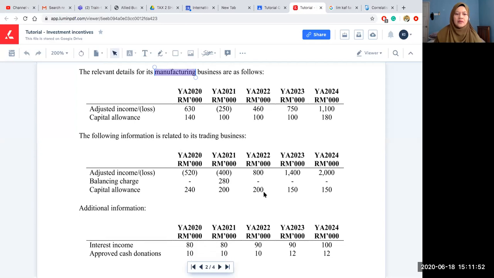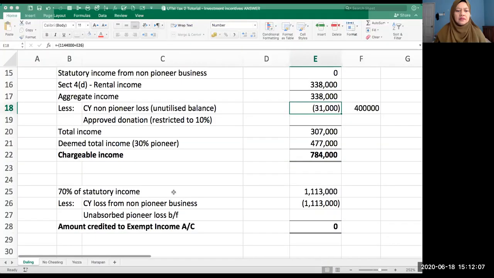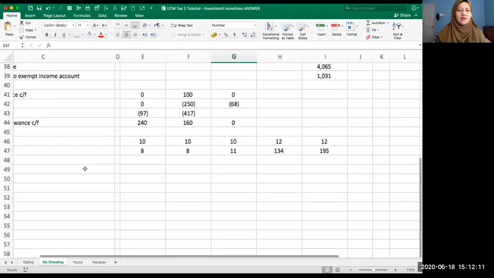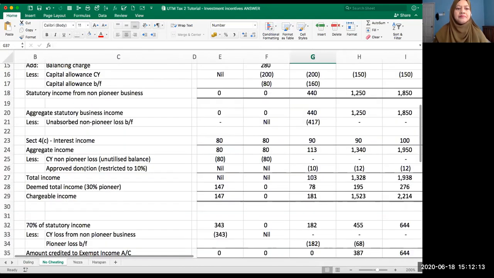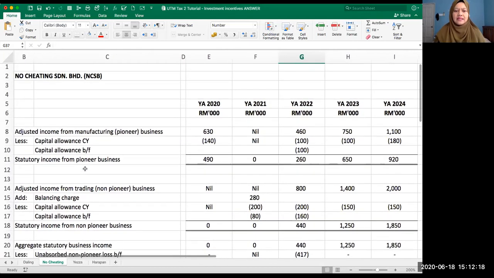So where are we? All right. So have you done? So compute your statutory income from your non-pioneer business. So maybe I can share with you Excel. But I'm not sure whether the format is according to my format or not. It's okay. Okay. I think what we did is that, can you see this now?